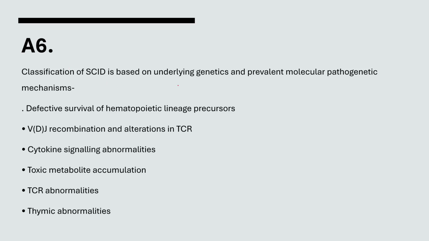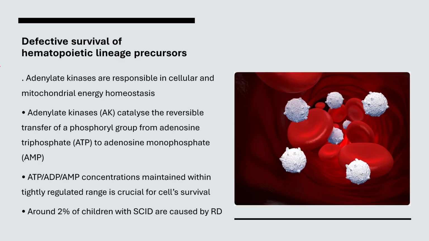Classification of SCID is based on underlying genetics and prevalent molecular pathogenic mechanisms, which can be defective survival of hematopoietic lineage precursors, V(D)J recombination alterations, cytokine signaling abnormalities, toxic metabolite accumulation, TCR abnormalities, that is T cell receptors, or thymic abnormalities. They are categorized into a few terms, and we are talking about defective survival of hematopoietic lineage precursors.